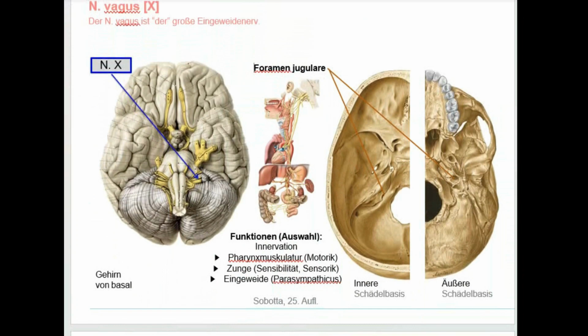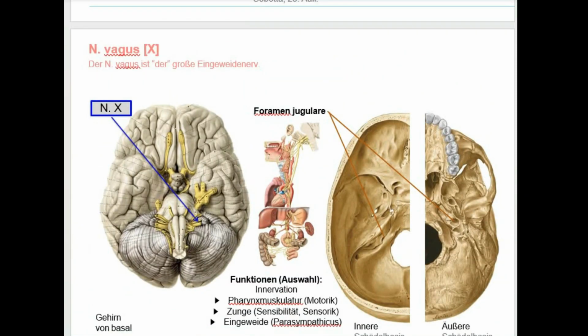Nerve number 10 is called the vagus nerve. The passage is similar to nerve number 9 and also nerve number 11. It forms the jugular foramen. The main task is parasympathetic, supplying the intestines, and taste in the back part of the tongue. It is sensory, but it has pharyngeal muscles and motor functions. It is a very important nerve.